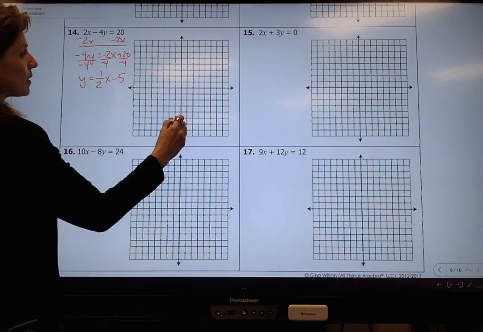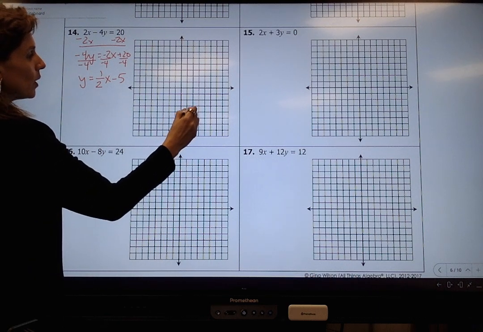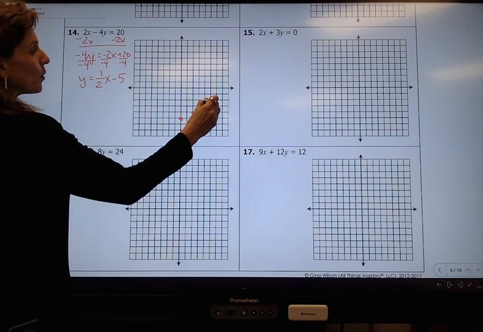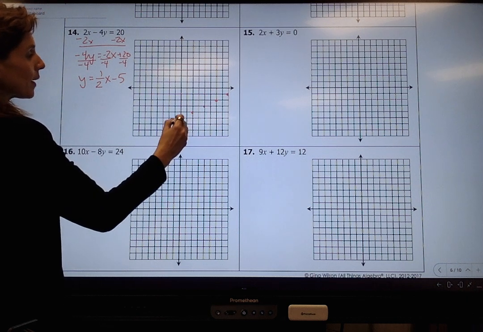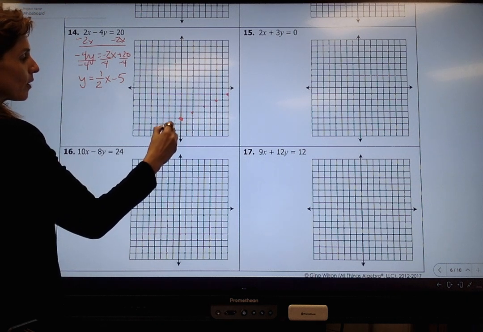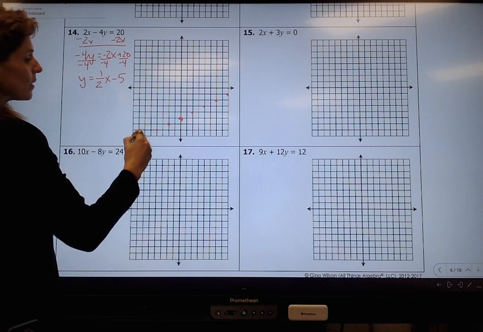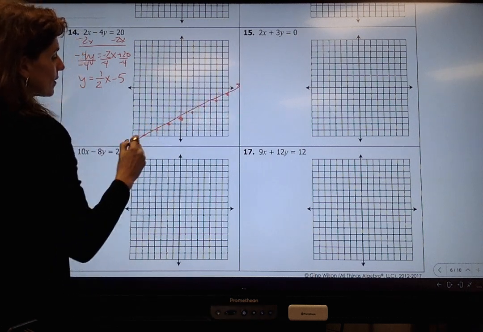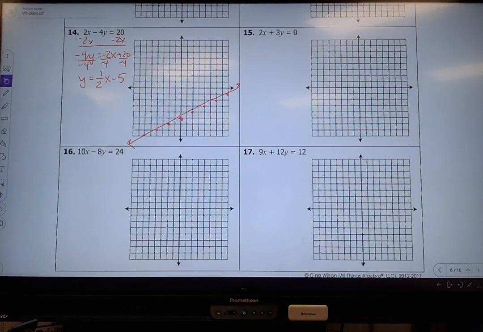My slope is +1/2, so I go up 1 over 2, up 1 over 2, and so on, and then I'm going to reverse it. I've seen the pattern, and I want to reverse it because I want as many dots on that graph as I can. Okay, let's do 15.